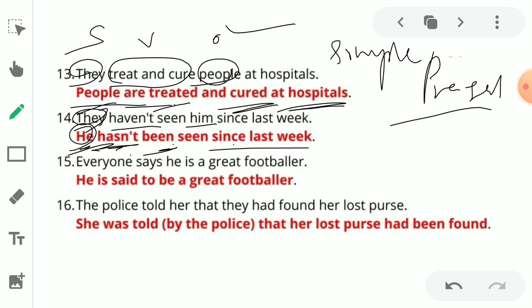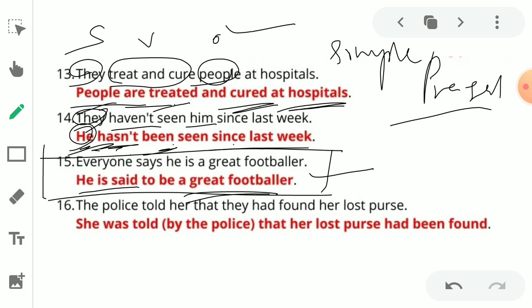week. Everyone says he is a great footballer. He is said to be a great footballer. So this is another case, the same kind of sentence you have noticed earlier. Why? Because here there is no action, but a person says it about him. So it is written, He is said to be a great footballer.